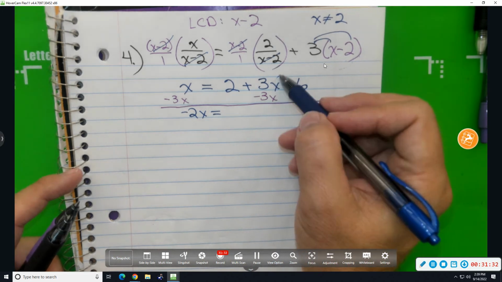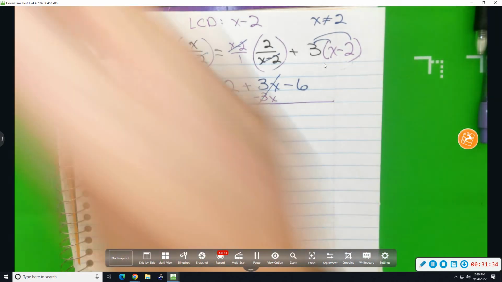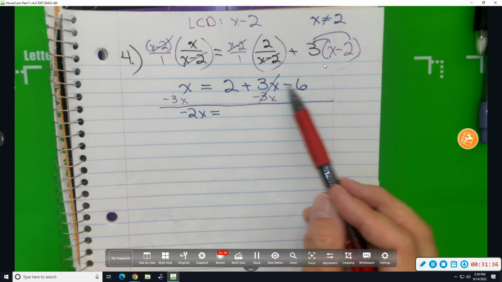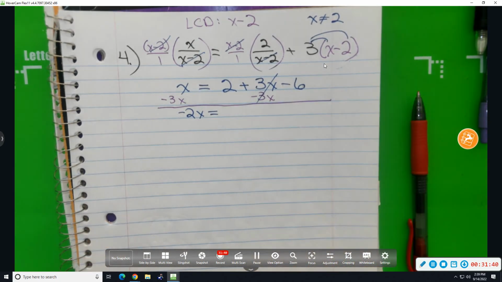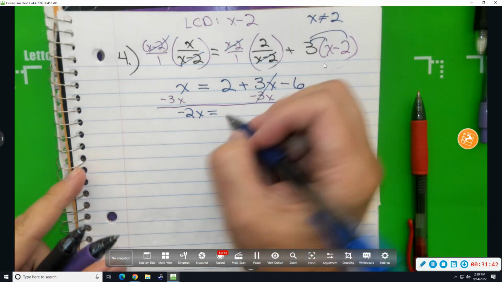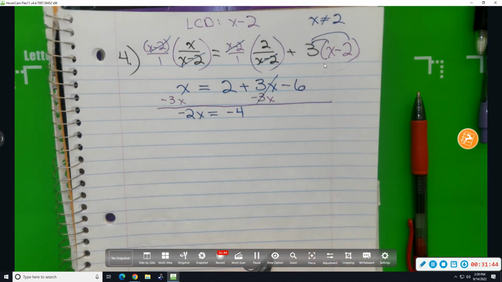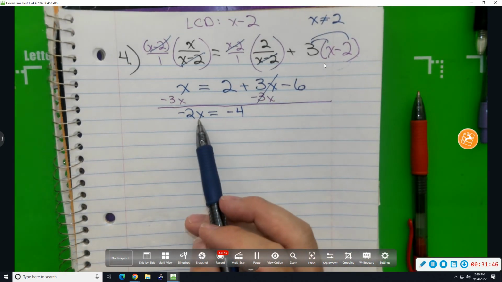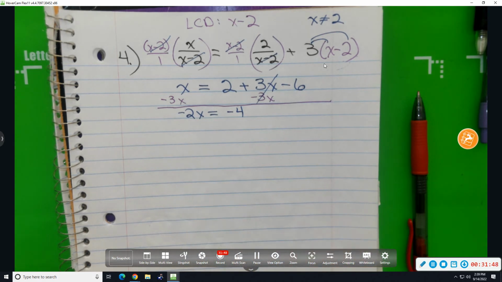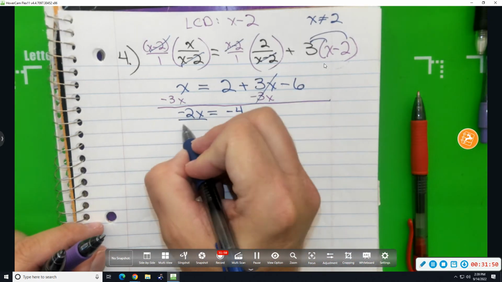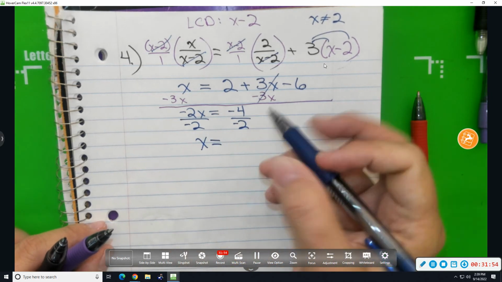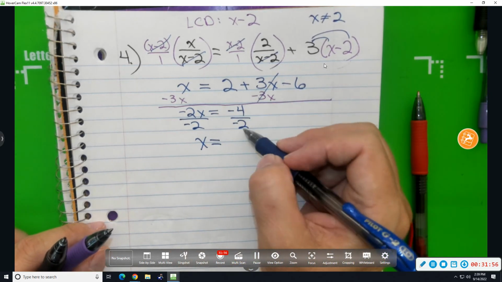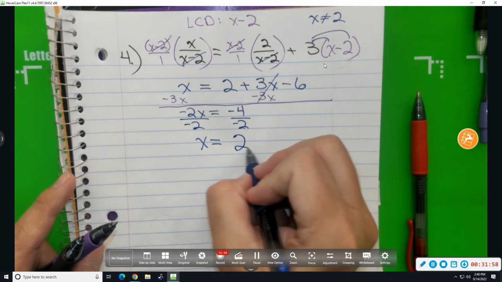And we have a 2 minus 6, that gives me a negative 4. What do we do to get x by itself here? Divide by negative 2, I agree. To give me x equals negative 4 divided by negative 2, which is a positive 2.